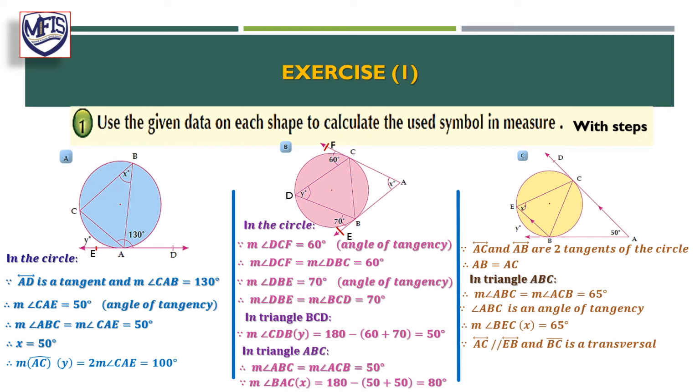AC parallel to EB and BC is a transversal. Therefore, measure angle ACB equals measure angle CBE, alternate angles, equals 65 degrees. Therefore, measure angle BCE equals 50 degrees. Now, measure arc EB means Y equals twice 50. Therefore, measure arc EB equals 100 degrees.